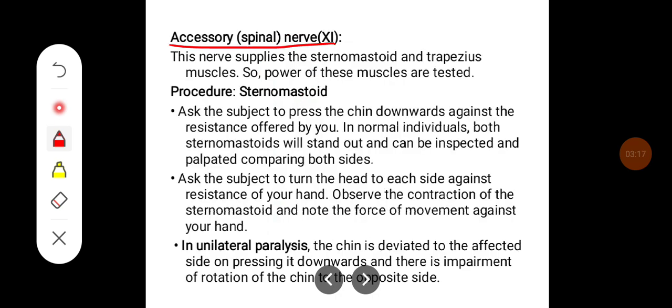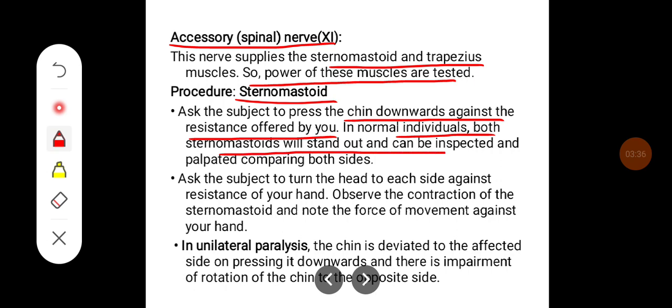Then the accessory spinal nerve, that is the 11th nerve. This nerve supplies the sternocleidomastoid and trapezius muscles. So the power of these muscles is to be tested. For the sternocleidomastoid, ask the subject to press the chin downwards against the resistance offered by you. In normal individuals, both sternocleidomastoids will stand out and can be inspected and palpated, comparing both sides.